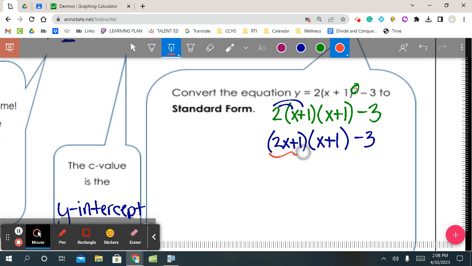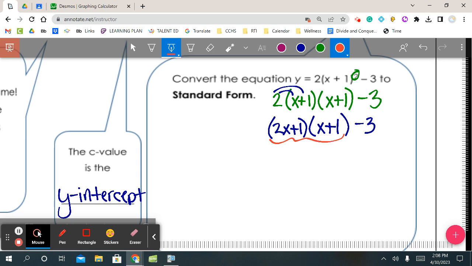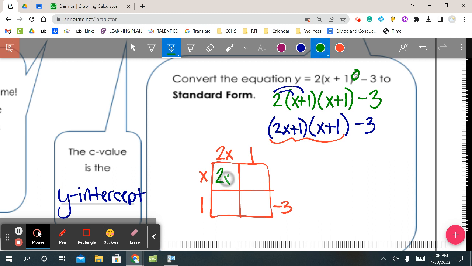So we're going to box method these two, the first two binomials. So 2x and 1, x and 1. And then that -3 I'm going to tack on to the end because I'm going to be subtracting that 3 from that last term. I get 2x squared. 2x times 1 is 2x, and then 1 times 1 is 1. And then we combine our terms to get our final answer.